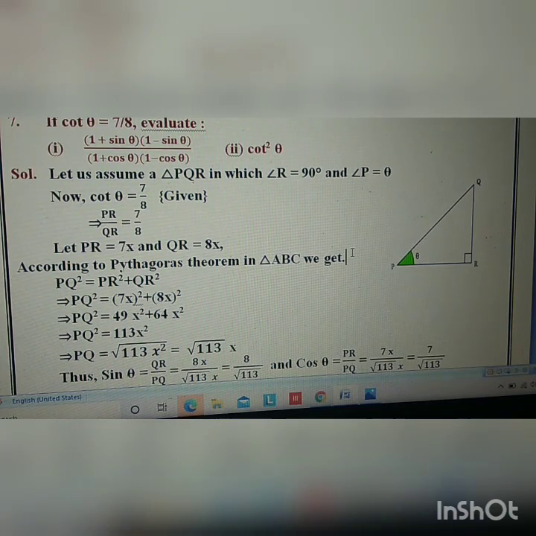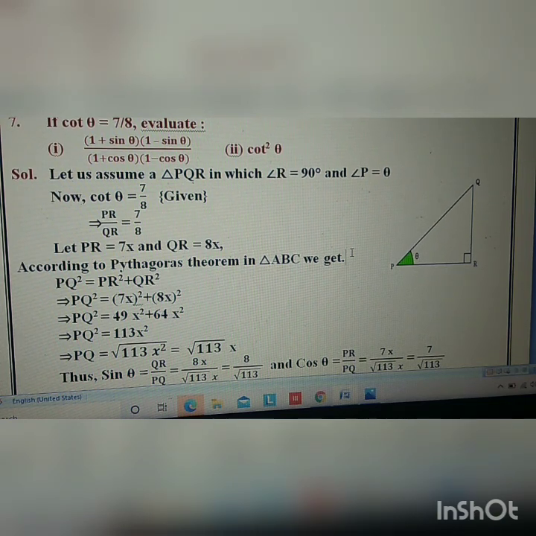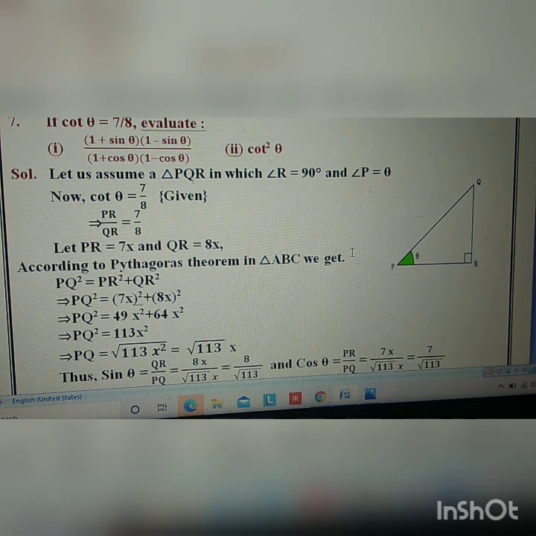Now if we use the Pythagoras theorem in right triangle PQR, right-angled at R, we get PQ square is equal to PR square plus QR square. After substituting the values of PR and QR, we will get the value of PQ as under root 113x.